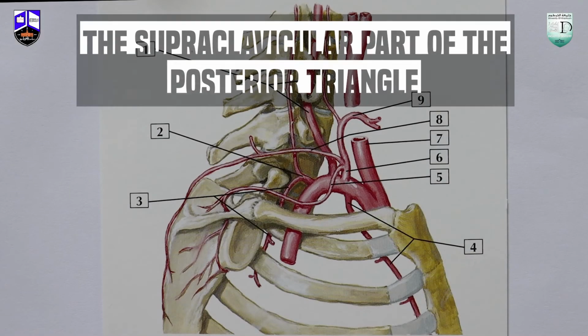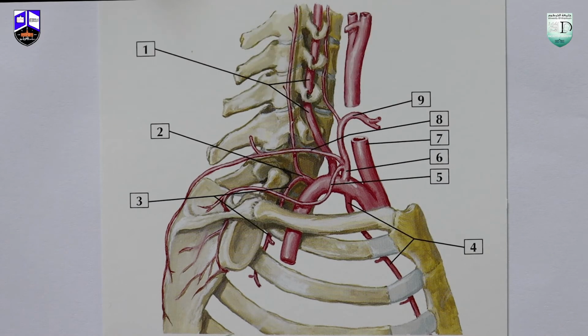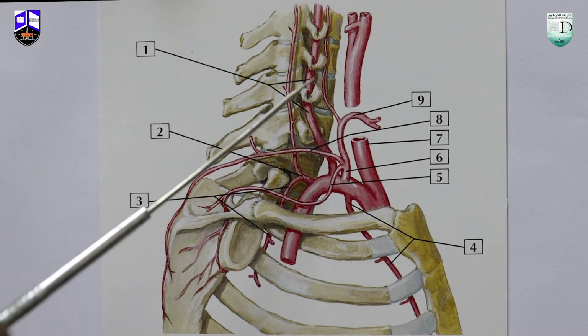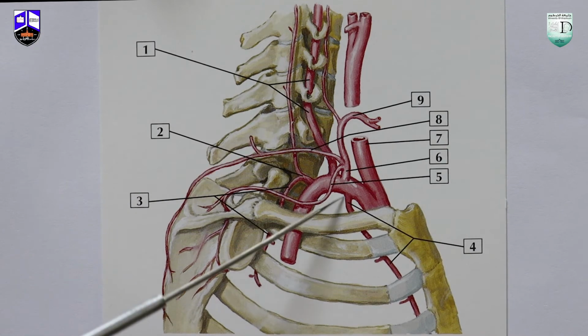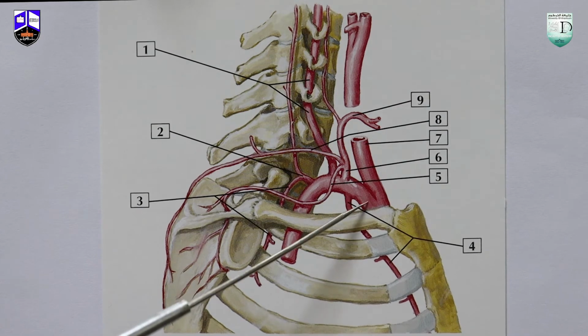Now this station is concerned with showing the vessels of the posterior triangle. These vessels are merely the branches of the subclavian artery. The subclavian artery is divided into three parts by the scalenus anterior muscle. The scalenus anterior extends downwards laterally and divides the artery into a medial part.